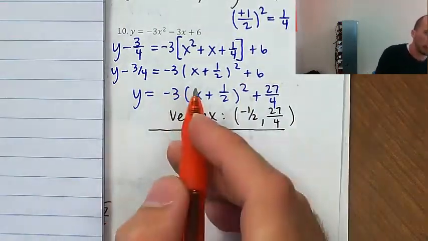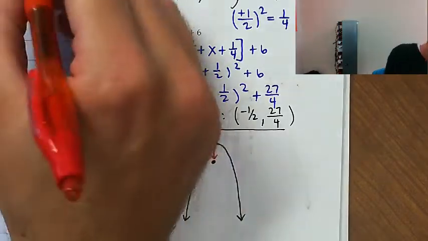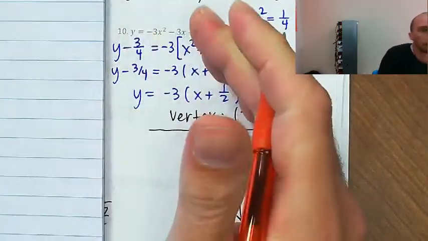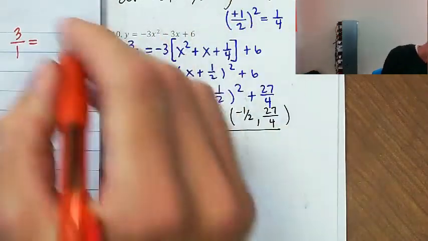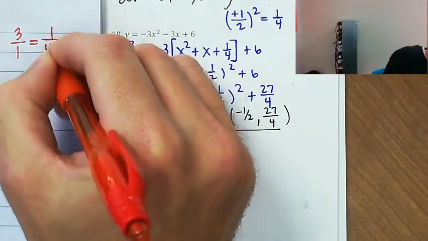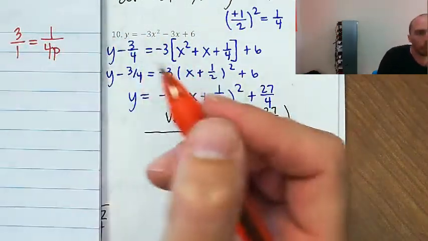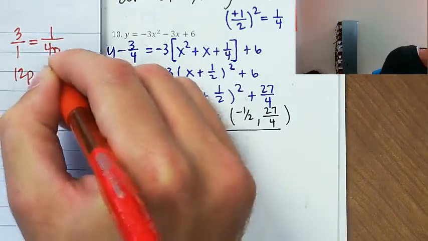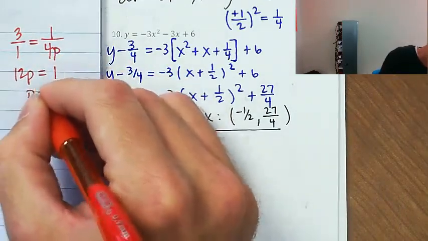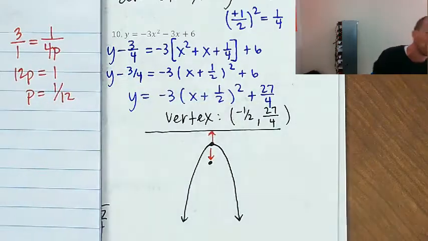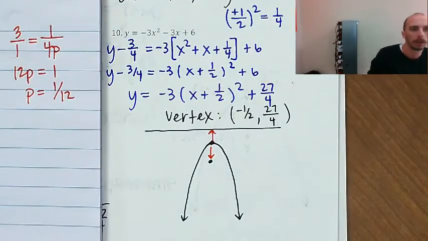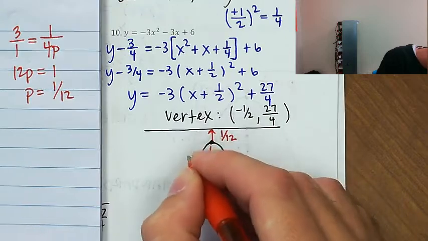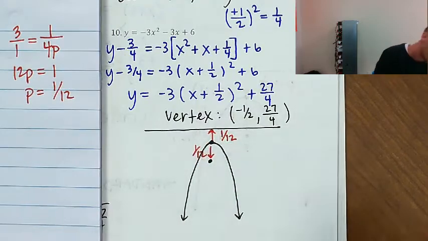So a is 3 or -3, however you want to look at it. And we know that a is 1/4p. In this case, I might recommend cross multiplying. So I'm going to multiply here. That'll be 12p equals 1 times 1. And then I could divide by 12 and get p is 1/12.